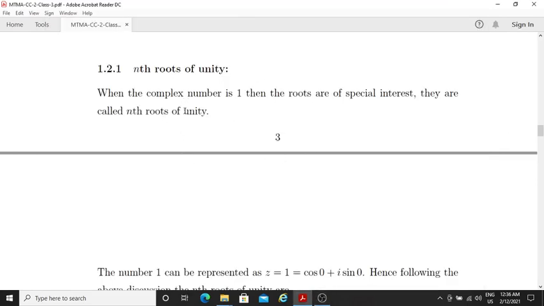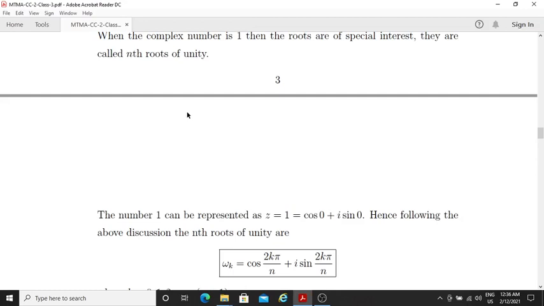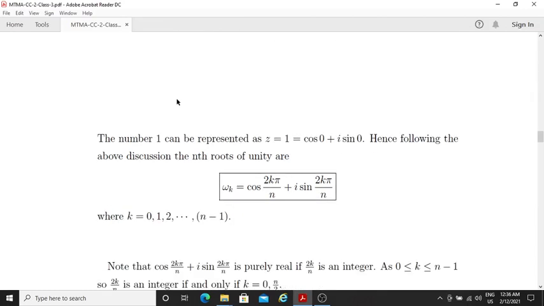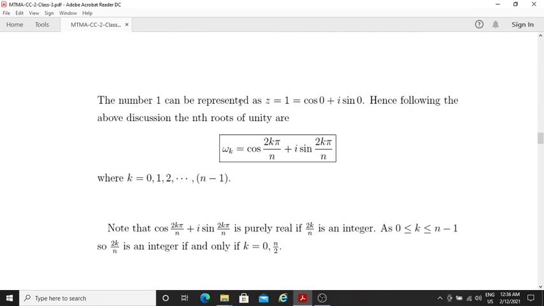So as we said in the last class, we will consider 1 as a complex number. So let us start with representing 1 as a complex number. How can you represent 1 as a complex number in the polar form? Then 1 can be represented as cos of angle 0 plus i sine angle 0. So you can see that it will definitely give you 1.